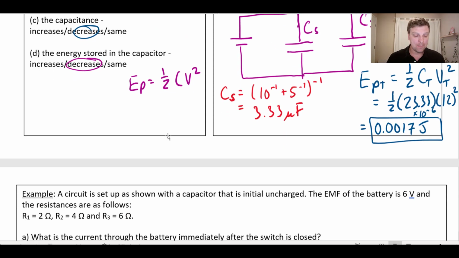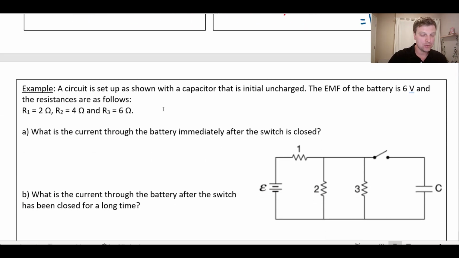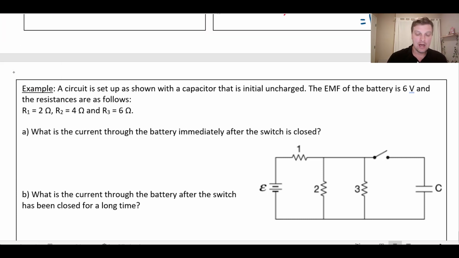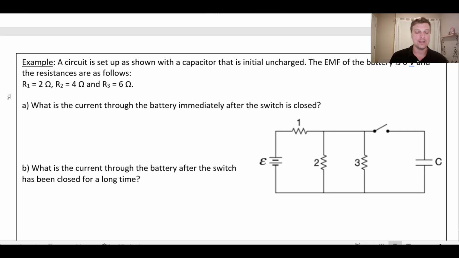Okay, so a couple of conceptual questions that I want to do. And this is where we get into this idea of RC circuits. RC circuits, very creative name, as physicists always have for things: resistors and capacitors in the same circuit. How fun is this going to be?